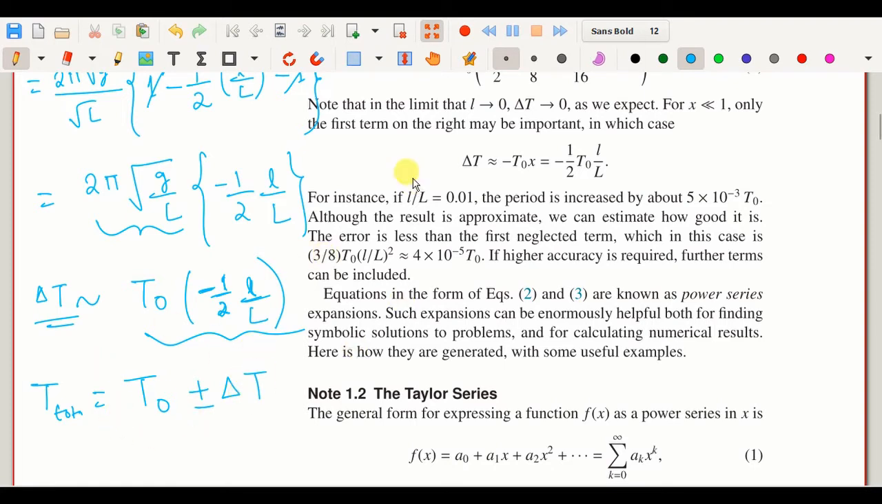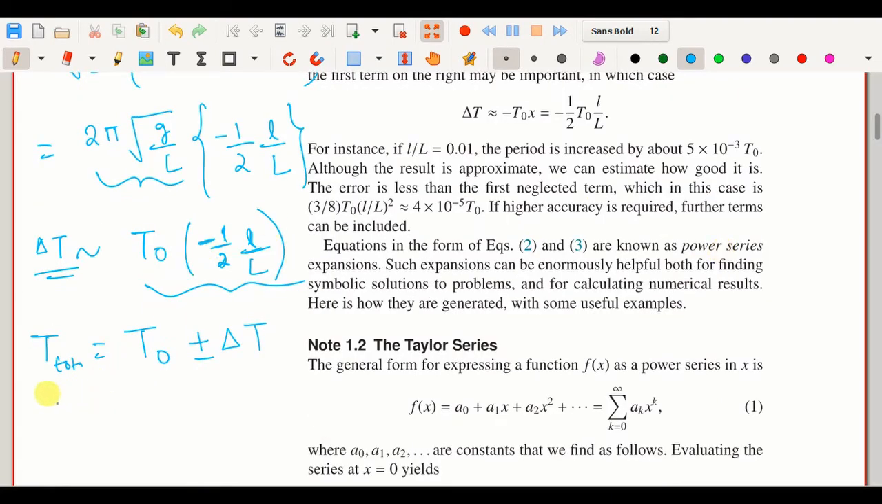So here he has shown that, for instance, if the ratio of this expansion over the true length is 0.01, the period will increase by 5 into 10 to the power minus 3, meaning the total time period would increase by about 0.01 second. Every second it will increase by this amount. After 10 to the power 3 seconds it will increase by 1. So if it is 5 seconds, then after this it will be 6 seconds, maybe 7, 8, 9 seconds.